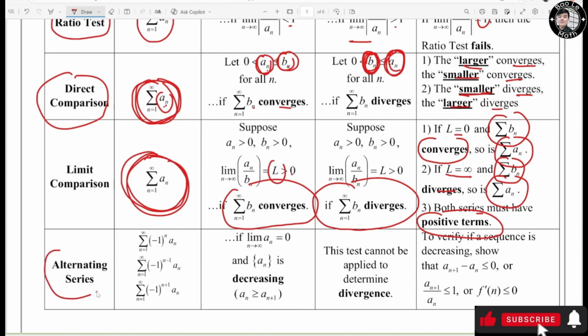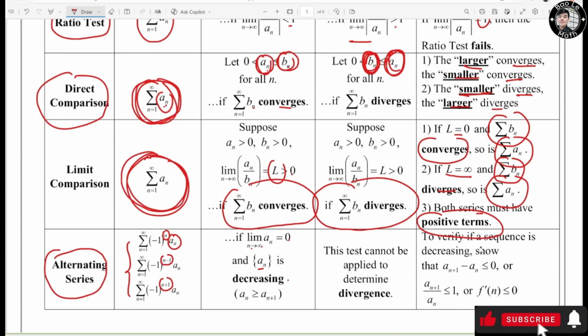Now, next one, alternating series test. Here are three different formulas of the alternating series you're going to see on the AP exam. It could be power of n, it could be n minus 1, it could be n plus 1. Now, if the limit of a sub n equals 0 as n approaches infinity, and the sequence a sub n is decreasing, which means a sub n is greater than or equal to a sub n plus 1, then the series converges. Now, this test cannot be applied to determine divergence.